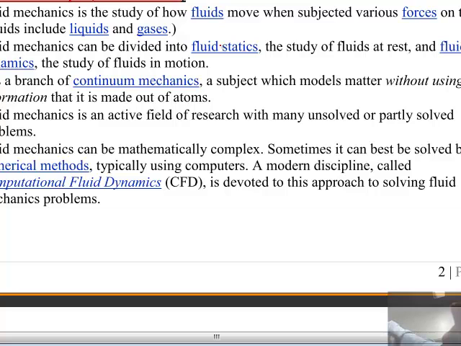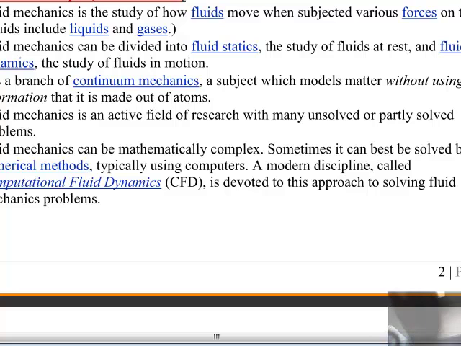So solids are also made up of molecules, but they can also be thought of as a continuous mixture. But we need a constitutive relationship that filters out whatever happens at the molecular level. Hooke's law is an example for solid mechanics. Newton's law of viscosity is an example for fluid mechanics that allows us to go away from the discrete molecular level to the continuum level.